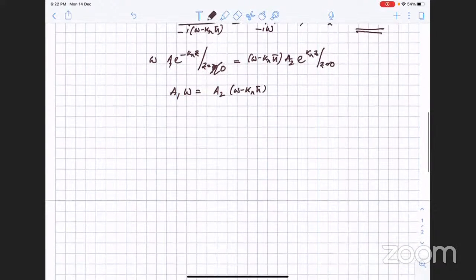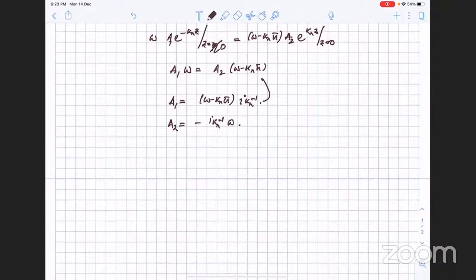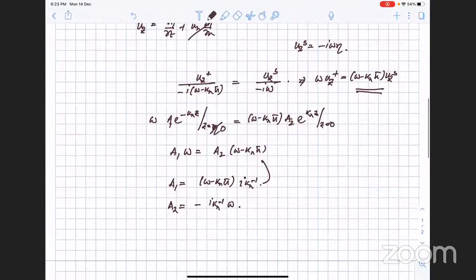Okay. So that's my kinematic boundary condition. So what I can do is assume a form of A1 and A2. This is a linear problem, so I can choose a particular value for one of them, and then decide the other one based on the condition. So I'll say A1 is omega minus kx u bar, and just for the convenience of what comes later, I'll multiply it with i kx pi by kx. You're free to choose one constant because of the linearity of the problem. And A2 automatically then becomes minus i k inverse omega. Okay, so this is my kinematic boundary condition.